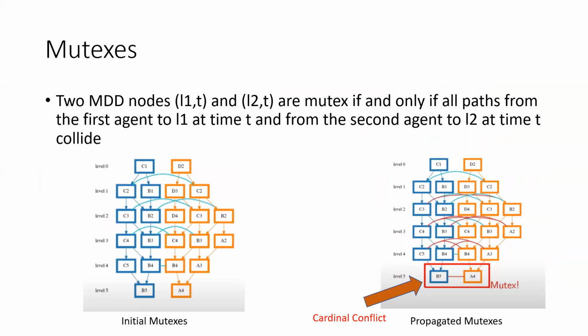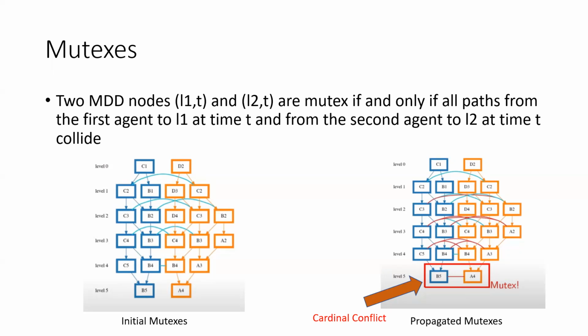So, coming to the concept of mutexes. We find the agents which are mutex at a particular level, which means two MDD nodes are mutex if and only if all paths from the first agent to L1, where L1 is a particular node, and from the second agent to L2, a particular node in MDD2, collide. So if both of them collide at time t, they are said to be mutex.